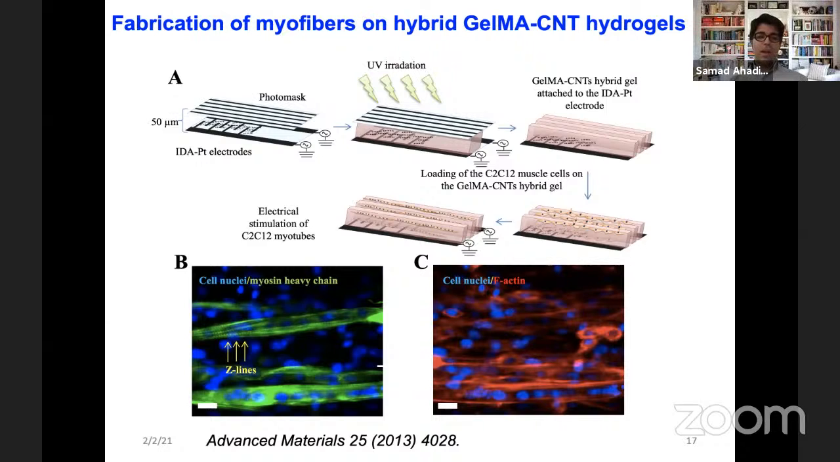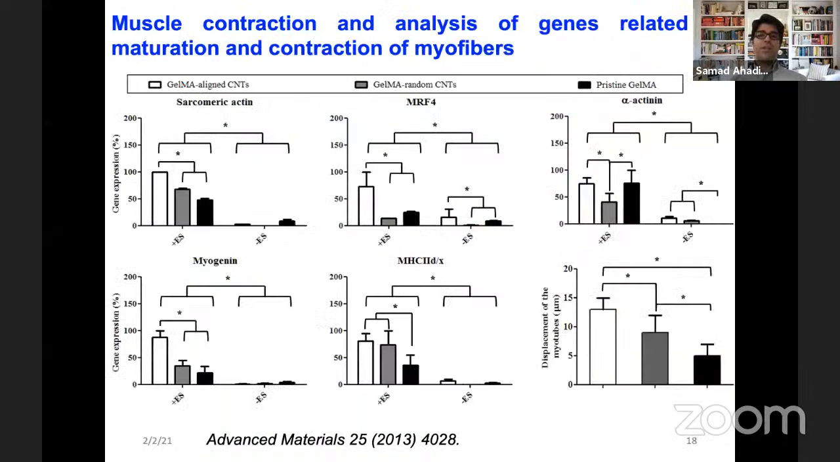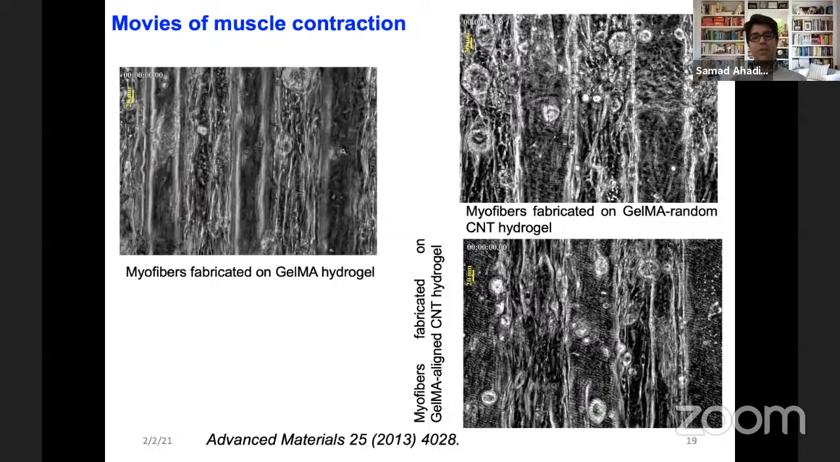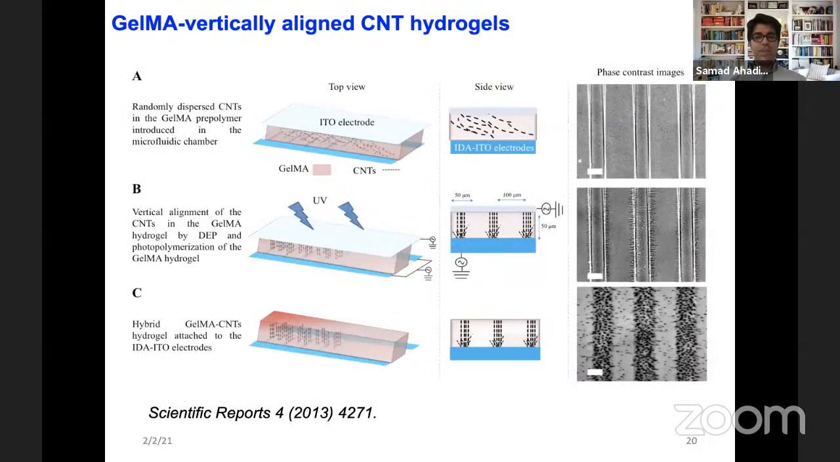Oh, okay. And we checked the functionality of these muscle tissues by immunostaining of different biomarkers. We also checked the gene expression related to the maturation of the tissues. And again, we applied the electrical stimulation, and we noticed that upon applying the electric field, we can get better maturation of the muscle myofiber inside of the hydrogel systems. And here is a quantification of the contraction of the muscle myofiber in different hydrogel systems. And let me skip this part.